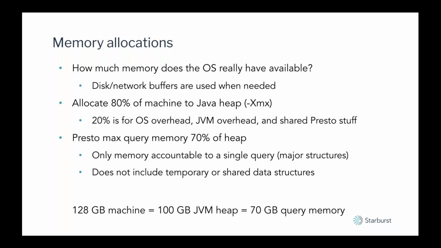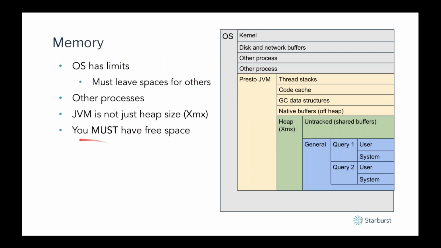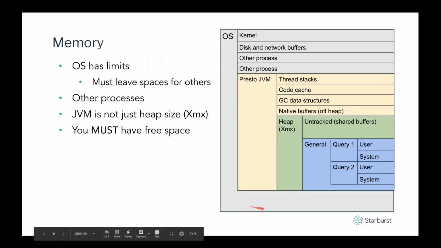If your OS has a ton of processes that are sucking down memory, you're going to have to allocate more to the OS. If you don't have a lot of this and you have more free space, you can try allocating it to Presto by increasing this. You need to be really careful. In this picture here, I say you must have free space. See how there's this little space down here at the bottom?